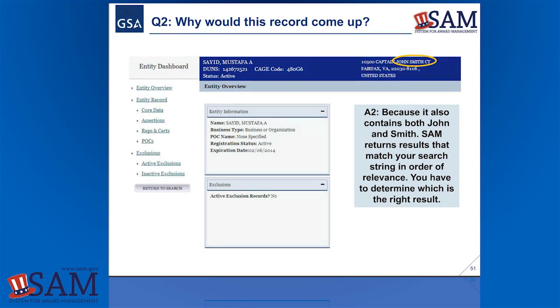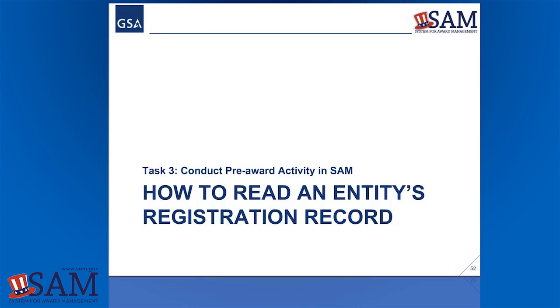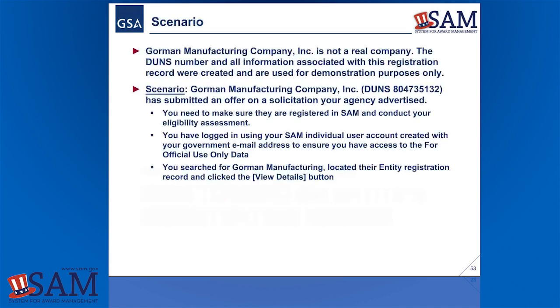So now let's go in and take a look at how you would read, for lack of a better word, a registration record. Gorman Manufacturing, totally made up company. It has an actual DUNS number, totally made up. If you search for it, it is used for demonstration purposes. So everything I'm about to show you is not real and is in no way sensitive or proprietary or anything like that. I'm just going to use it as an example.